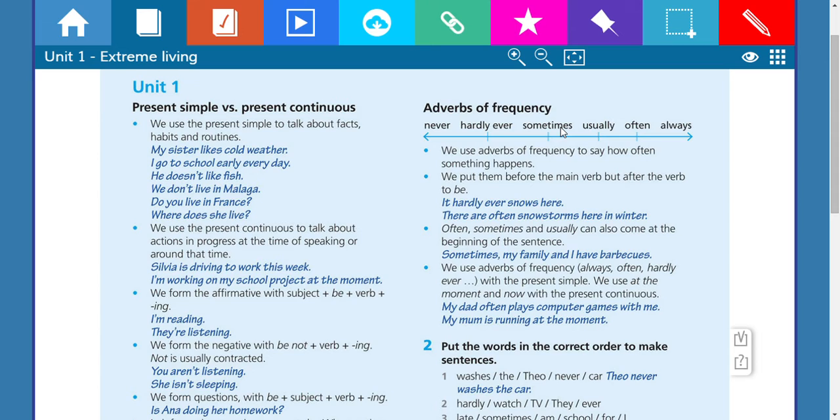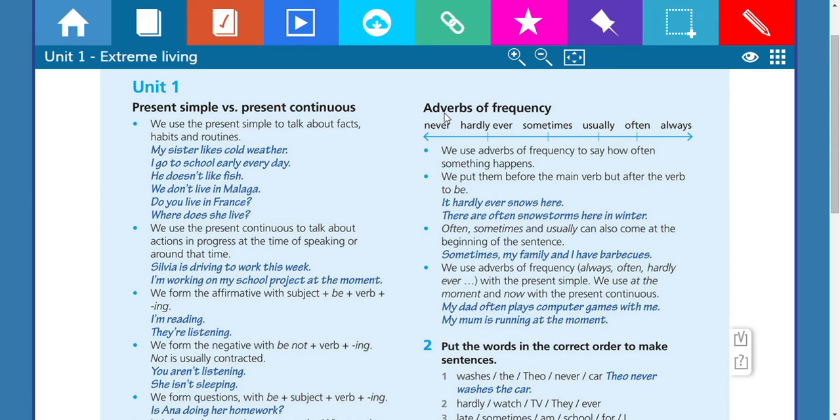Okay? Listen and repeat. Always. Often. Some people say often. Often. Usually. Sometimes. Hardly ever. Never. Listen, you can check this vocabulary with your dictionary or your translator.